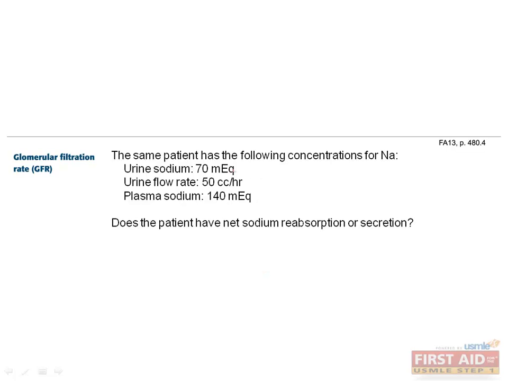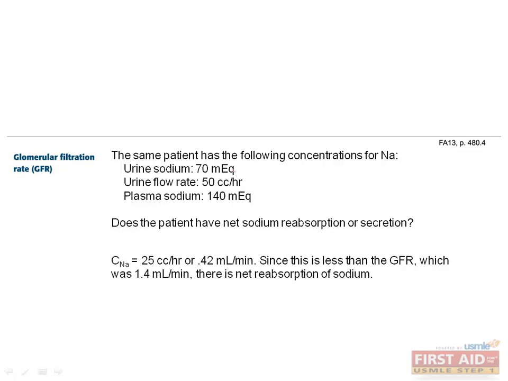Now, this same patient has the following concentrations for sodium: urine sodium of 70 milliequivalents, a urine flow rate of 50 cc an hour, and a plasma sodium of 140 milliequivalents. Does the patient have net sodium reabsorption or secretion? Now, the clearance of sodium would be equal to 25 cc an hour, or 0.42 milliliters per minute. Since this is less than the GFR, which was 1.4 milliliters per minute, there is net reabsorption of sodium.